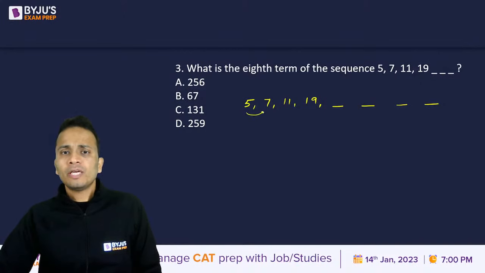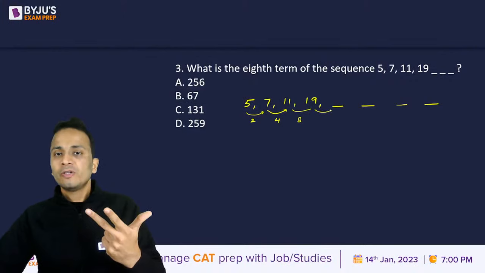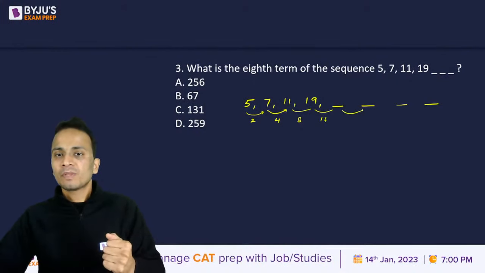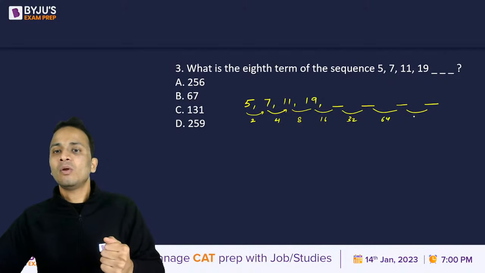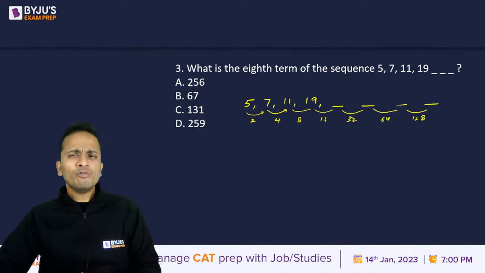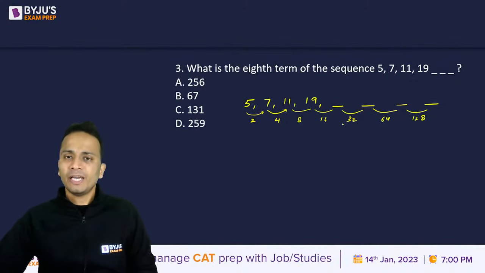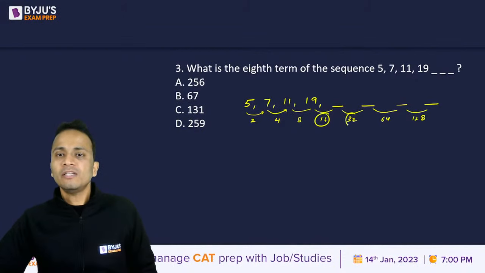Okay, so there is a difference of 2 here, again a difference of 4, then a difference of 8. All right, so the differences are 2, 4, 8. So the next difference should be 16, then 32, then 64, and then 128. So these are the differences. There is no need to find out the 5th, 6th, 7th term. I can directly find out the 8th term. So 16, 32, 64 and 128.